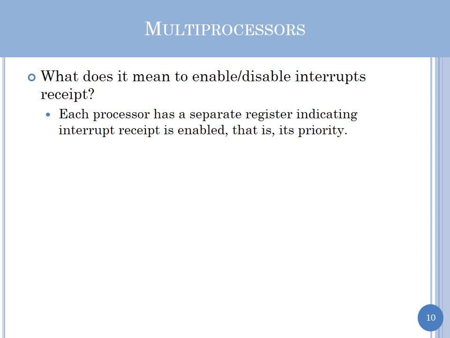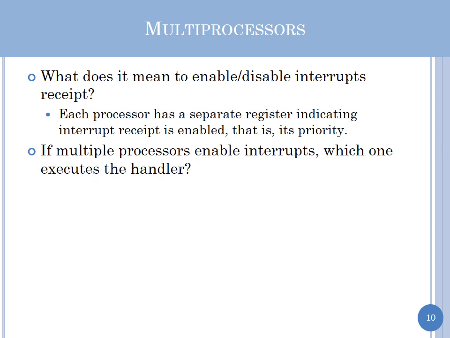each processor has a separate register indicating whether interrupt receipt is enabled, that is its priority. So now the question is, let me ask, what's your name? Robert. Robert, okay, that's an easy one to remember. So Robert asked the question, what is the assumption? If there is an interrupt and multiple processors have it enabled, what are the set of choices one can imagine? And one choice you thought was?